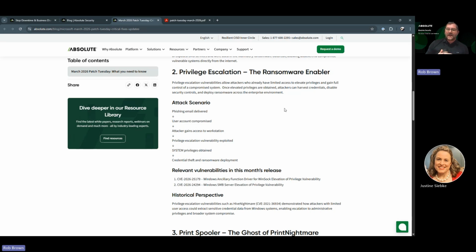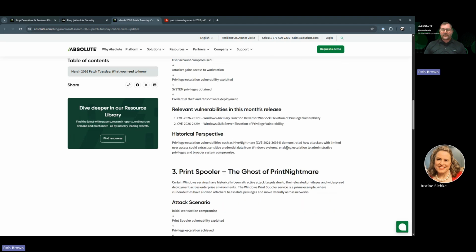Now, more recently, Hive Nightmare within the last 5 years actually showed how attackers use that limited access of a user to elevate to full system compromise. So we're not just talking about theoretical threats. Actually, this has happened in the last 5 years. So let's resolve these vulnerabilities here, and let's not have another Hive Nightmare.